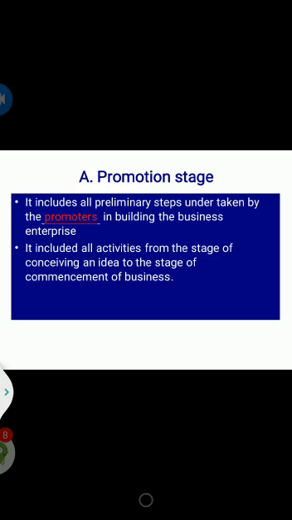Conceiving an idea means when an idea strikes your mind. So from that stage to the commencement of business stage, whatever is done is done by the promoter. So who is the promoter now? The promoter is a person who is going to bring the company into existence, right? The promoter is going to undertake the activities right from the discovery of business opportunity to the commencement of business. So we have various steps here.